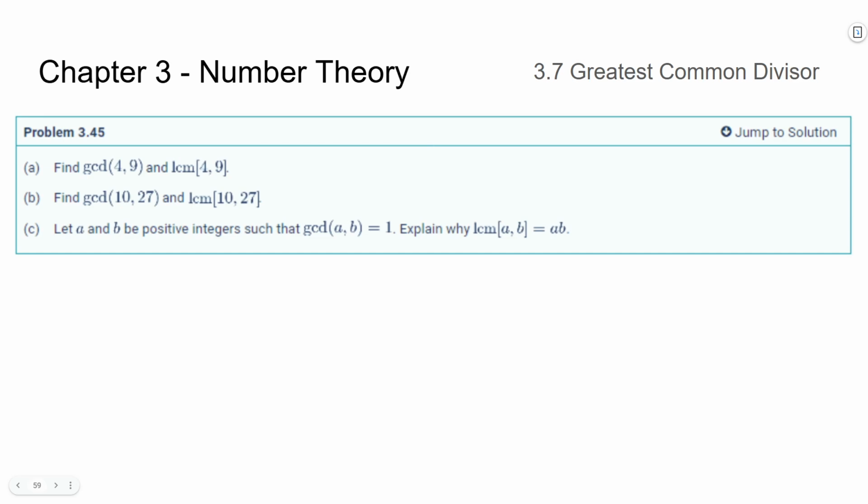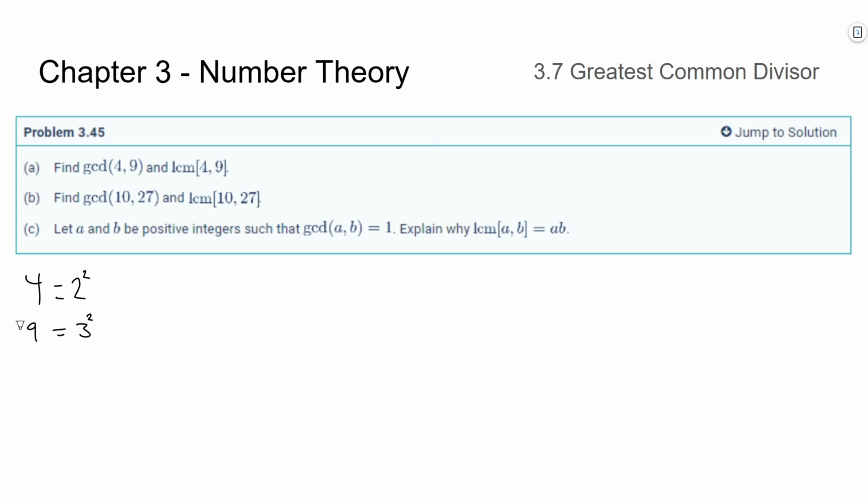All right, so find the GCD of 4 and 9 and the LCM of 4 and 9. Okay, so going back to remembering how we did the least common multiple. First of all, let's go ahead and do the prime factorization for these. That'll make both of those a little bit easier. So we know that 4 is equal to 2 squared, and 9 is equal to 3 squared.